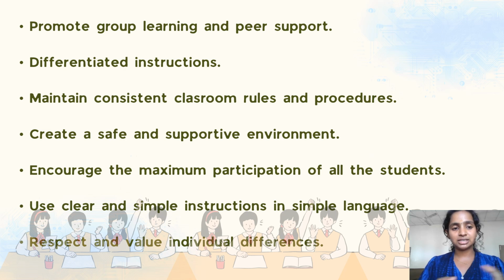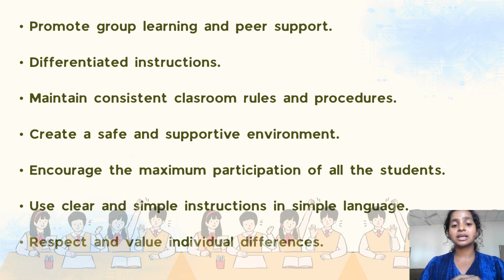Next is differentiated instruction. So I said that in a class there will be different kinds of people. There can be slow learners, there can be fast learners, there will be average learners. So a differentiated instruction should be made possible. Not all students are the same. Each one is having individual ideas, opinions, pace, etc.